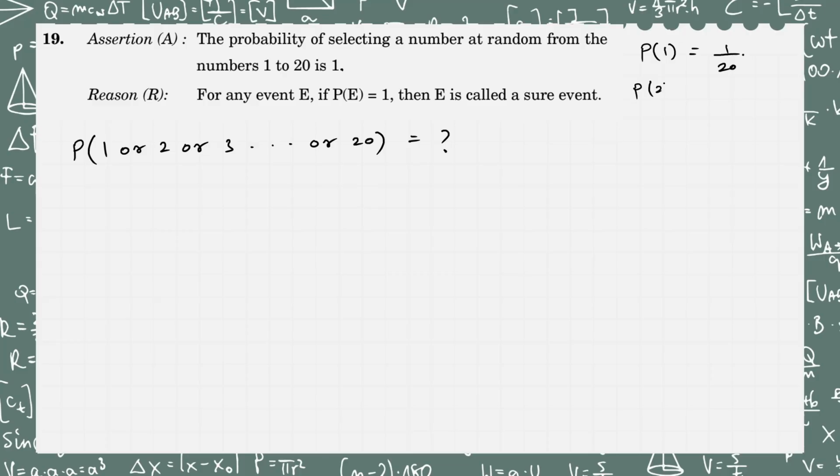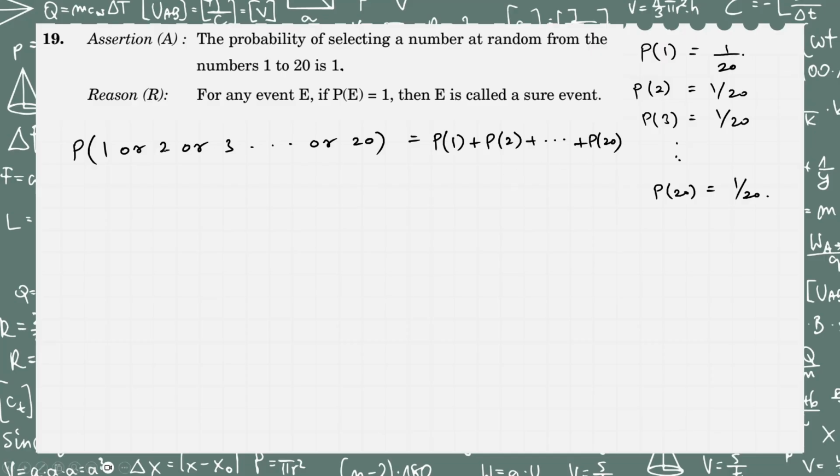The same applies to probability of 2, probability of 3, everything, right? So everything will have 1 by 20 as the probability. Probability of 20 is also 1 by 20, right? So now we need to find out probability of getting a 1 or a 2 or a 3 etc. or 20. And we have to do this this way. This will be probability of 1 plus probability of 2 plus etc. plus probability of 20. Why are we adding?